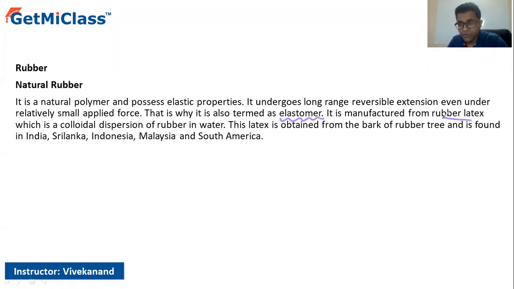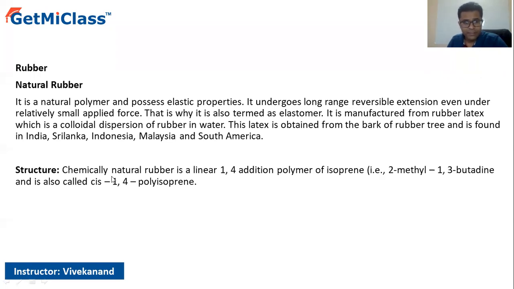It is manufactured from latex, which is a colloidal dispersion of rubber in water. This latex is obtained from the bark of the rubber tree, as we have already discussed, by making an incision at an angle from the left to the right. This rubber tree is found in India, Sri Lanka, Indonesia, Malaysia, and South America, right? Chemically, natural rubber is a linear 1,4 addition polymer of isoprene. What is isoprene? We have already seen that, right? It is also called cis-1,4-polyisoprene.